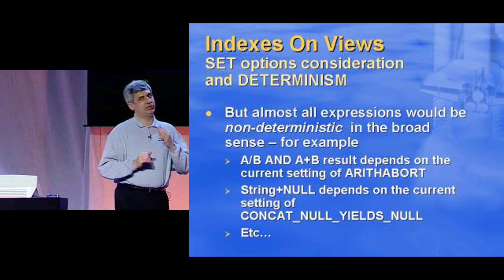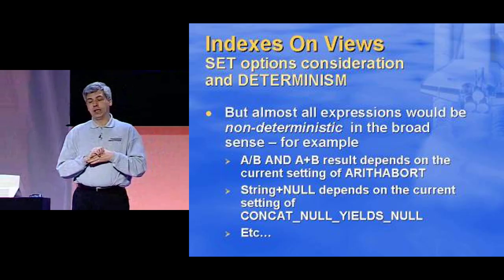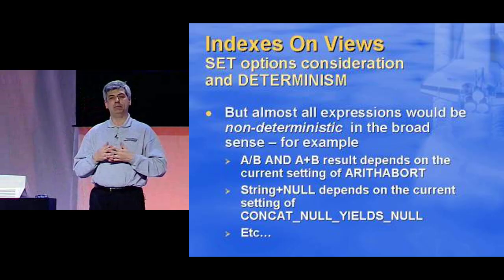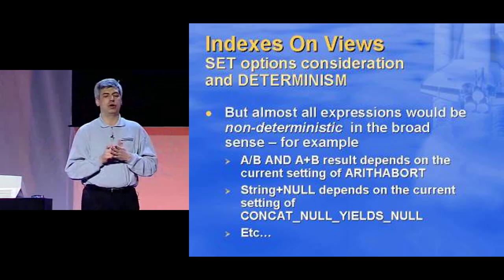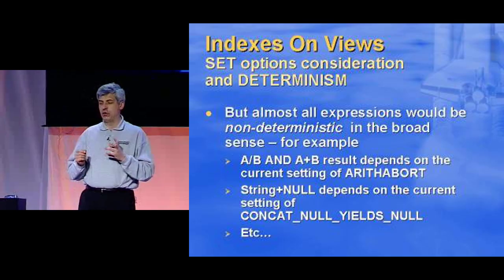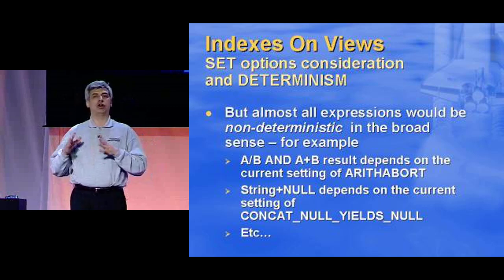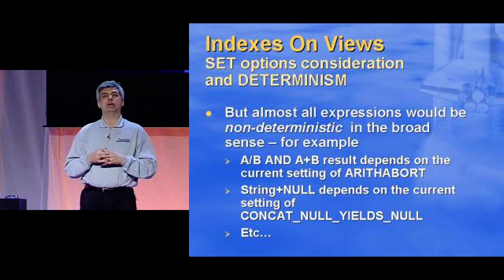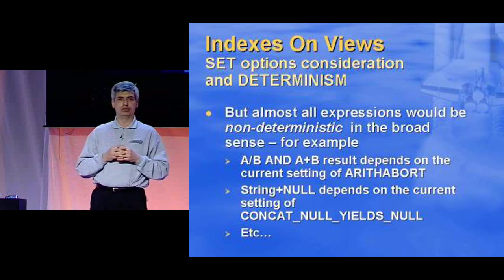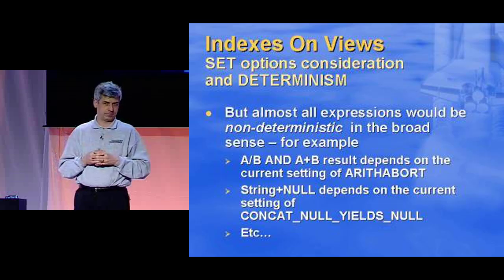Now, to make things even more complicated, we need to consider set options. Why? If I have an expression, for example, A divided by B, the result of that expression, if I have the same values of A, B, depends on the setting of the so-called arith abort option. If, for example, B is 0 and arith abort is off, the result is null. And if arith abort is on, the result is an error. So if I have this kind of expression, A divided by B, in my computed column or in a view, and I'm creating an index on it, depending on the current setting of arith abort, my index will be different. Now that's bad.